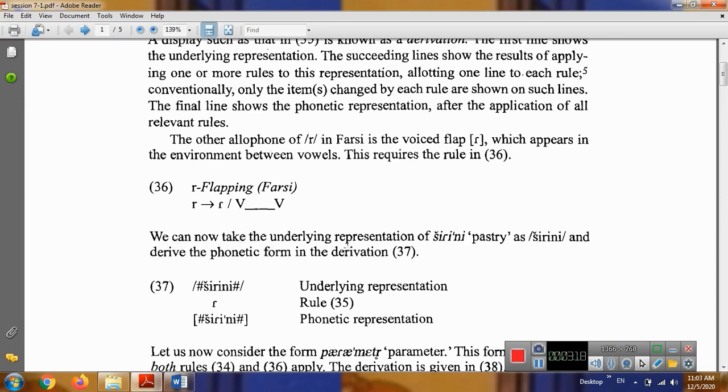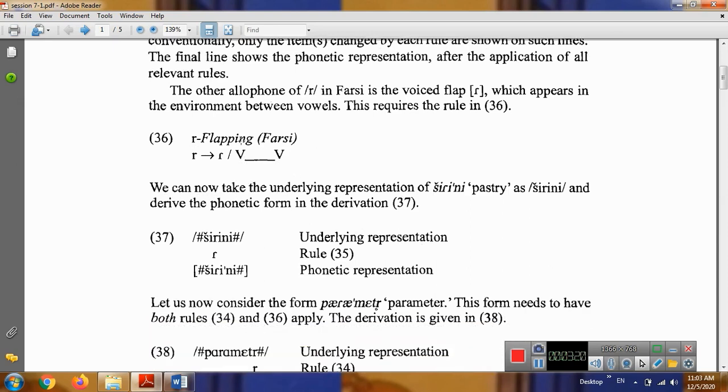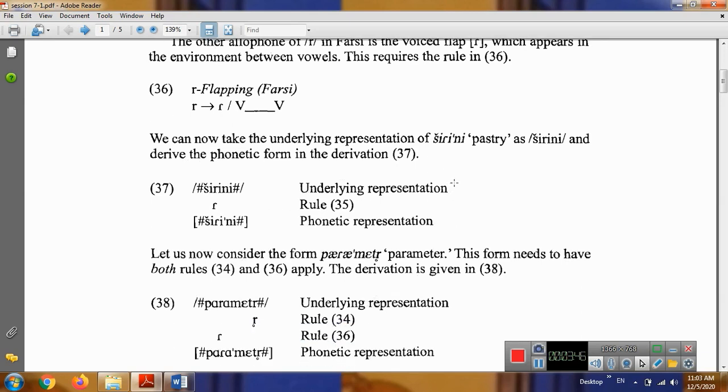We can now take the underlying representation. Here we want to show you and explain this rule according to one example, which is Shirini. This means pastry. This trill re comes between two vowels, and we derive the phonetic form in derivation. At the first step of derivation, we have the underlying representation.